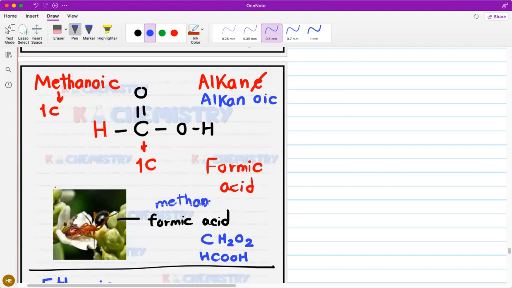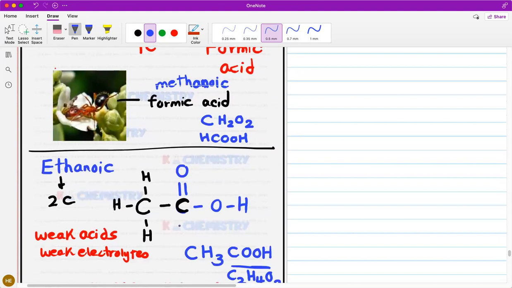because you need to know that it is HCOOH. So don't start with the carbon saying COOH. Say HCOOH. The ethanoic: I have two carbons.